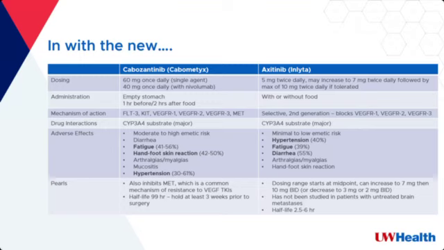A positive to axitinib, and I think a lot of providers like this, is that its half-life is very short. It ranges from 2.5 to 6 hours. So we have the ability to quickly turn it on and off if we need to, and it's also more convenient for patients who need to have procedures.